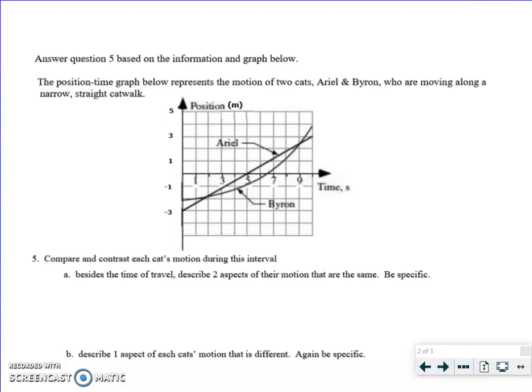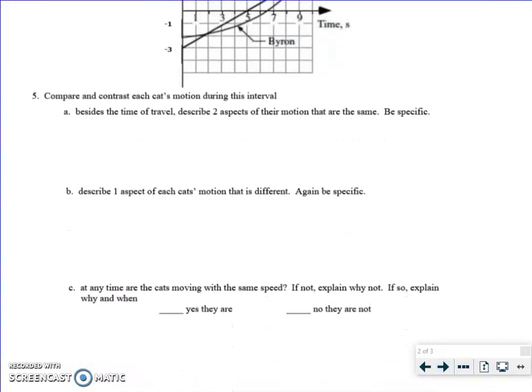Moving on. I was very surprised how many of us could not come up with 2 legitimate descriptions of motion. You get 1 point if you got one of them, and then it was a half point for the other. And many of you lost the other half point. There are 3 things you could have said that are the same about their motion. First, they're moving in the same direction. They're moving forward, going from a negative to a positive. In other words, their position is increasing the whole time.